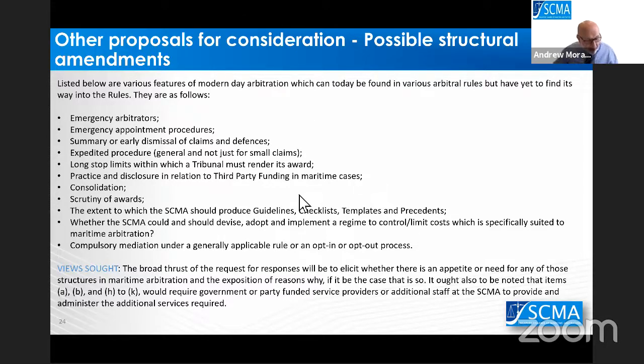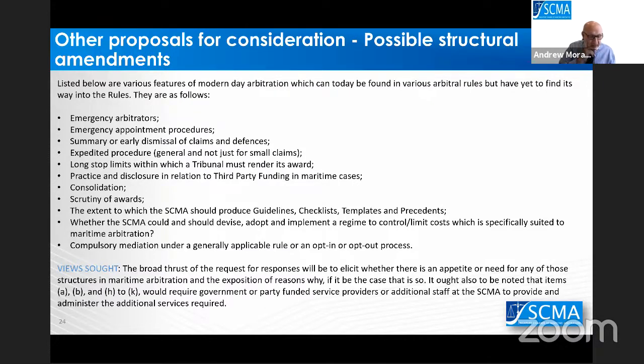So very briefly, everybody, you'll see here a list of some new and some old chestnuts in international arbitration that we have included for completeness in this third section of the consultation.